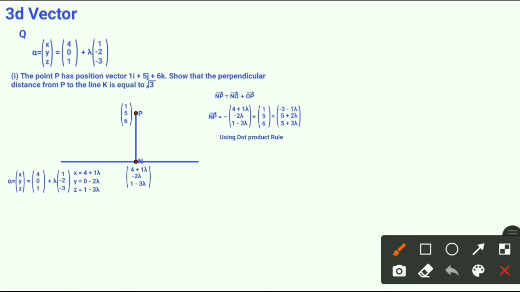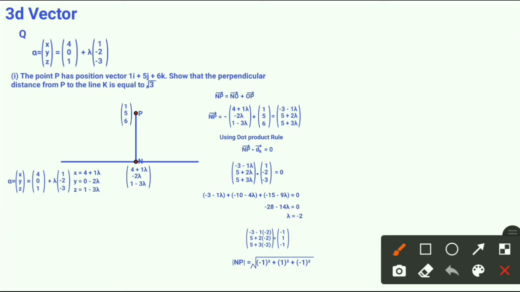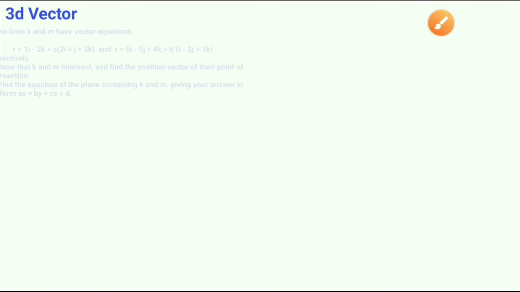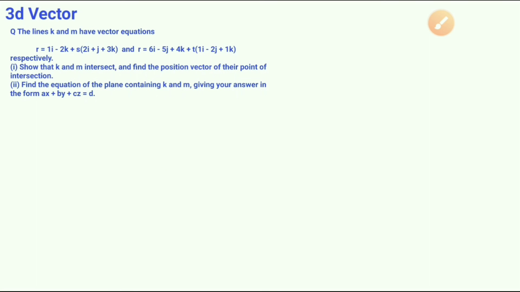We got this, and then finding NP. Then using a dot product of the direction vector of the line and NP, we can easily find the value of lambda. Put it back into this and you get NP. Then you do the Pythagoras theorem, you find the magnitude of this, and there you go. This is the perpendicular distance between P and N.